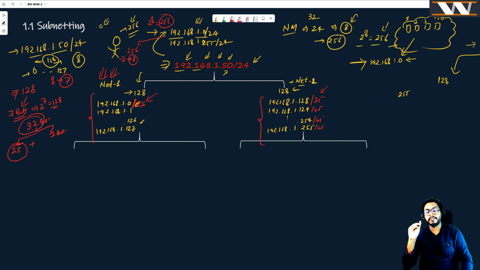Do not worry, we will be dividing it one more time, right? But the important part here is how to calculate this number 25. Previously, this number was 24. It means that we had 256 hosts. But now this number is actually 25. It means that we are using 32 minus 25, which is equal to 7 bits for the host. We are doing reverse calculation.